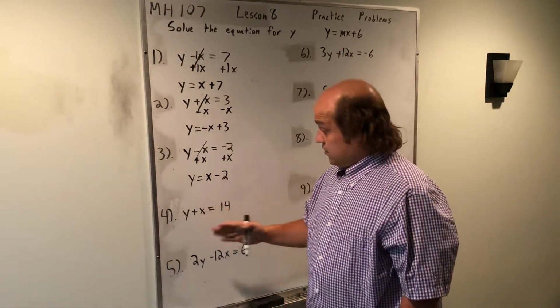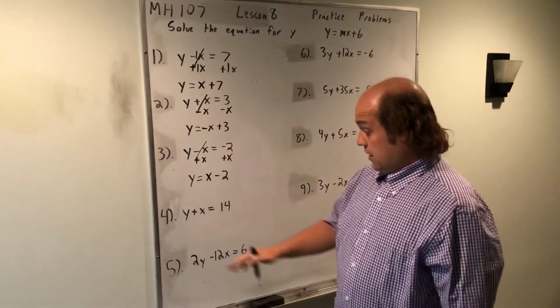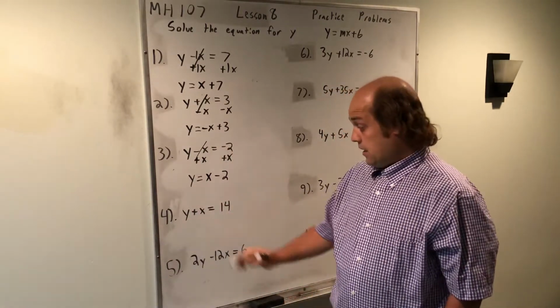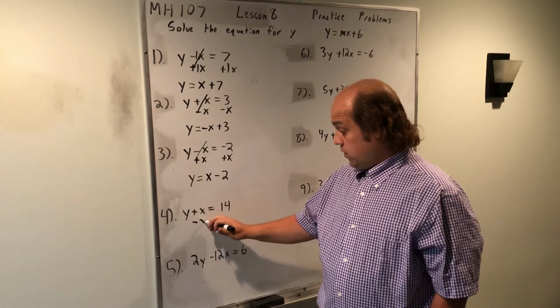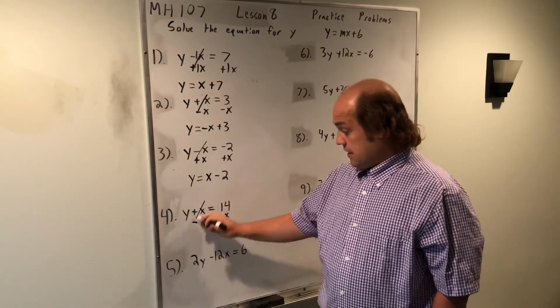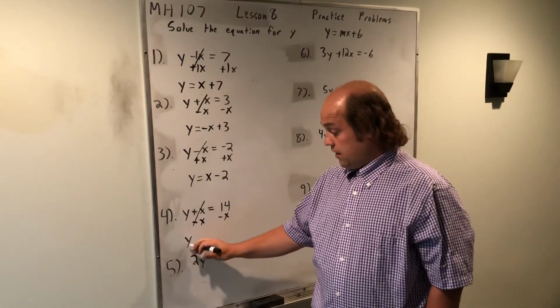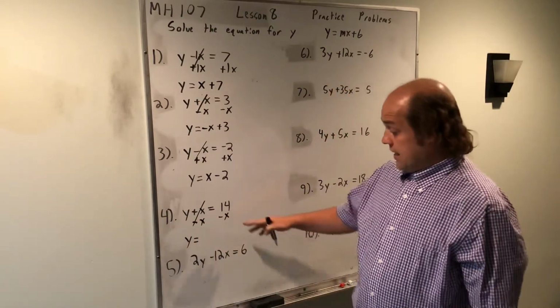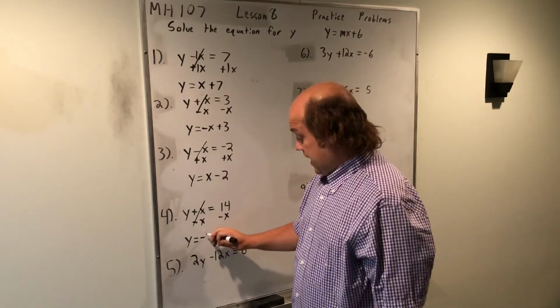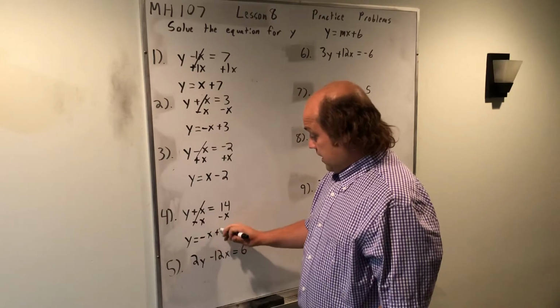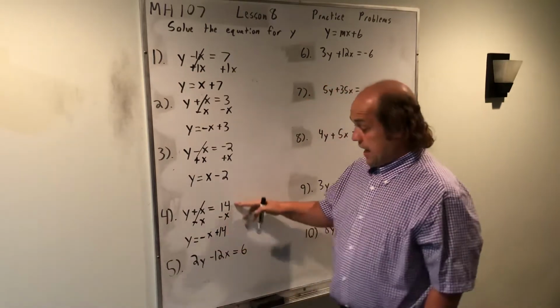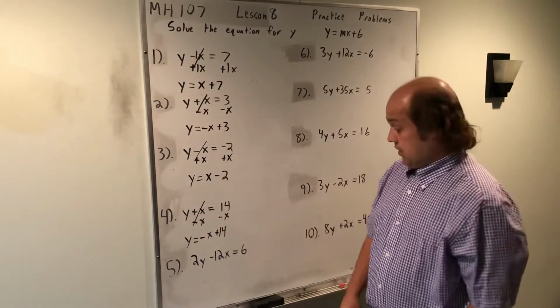Last problem like this, where we just have a single y to begin with, is y plus x equals 14. Again, I'm going to move the x first by doing minus x to each side. That's going to get rid of them on the left-hand side and just leave me with y equals. On the right-hand side, I'm going to rearrange them to say negative x term first, and then plus 14 second. I cannot combine them because they are not like terms.